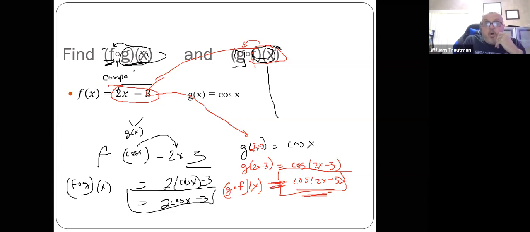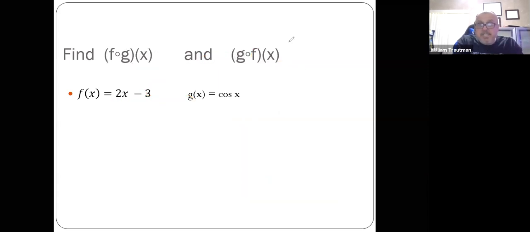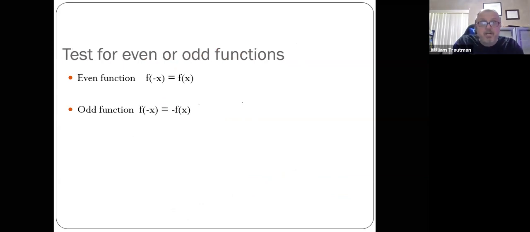So once again, I'm hoping all of this is just a quick refresher of algebra, because we did all of this in algebra, and you're required to know this. This is really, really basic stuff for us. Testing even and odd functions.